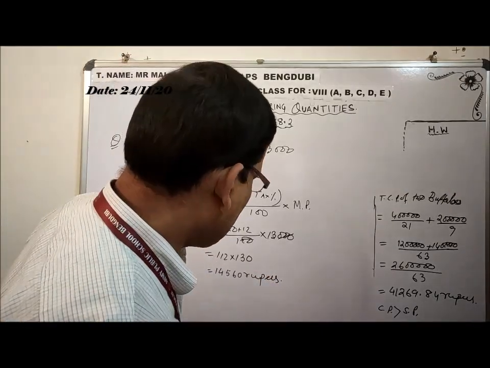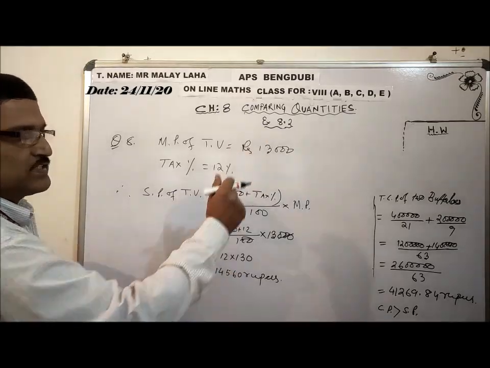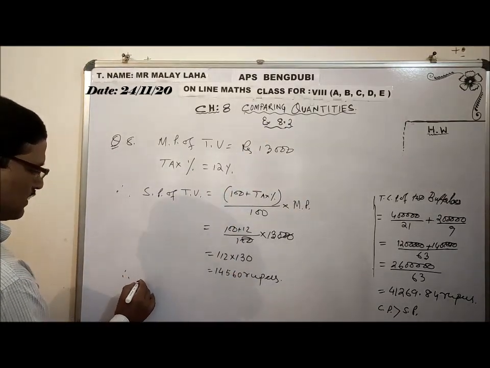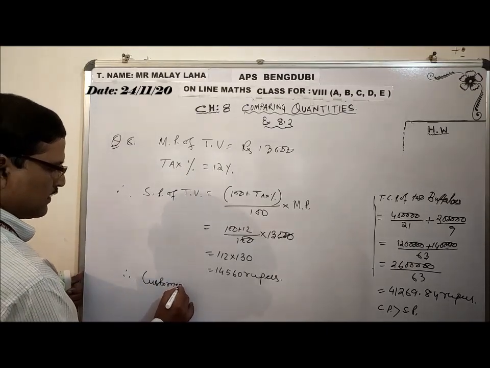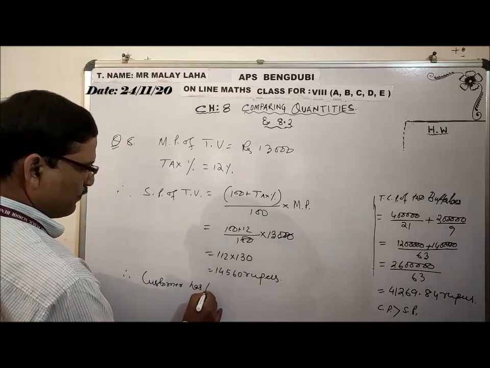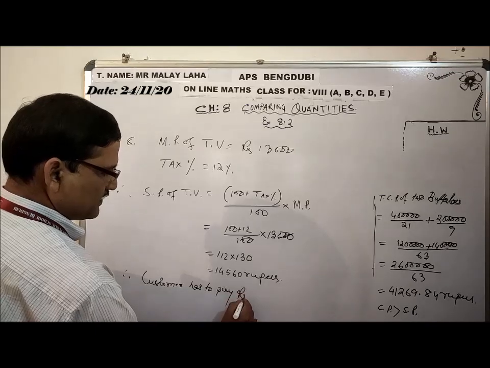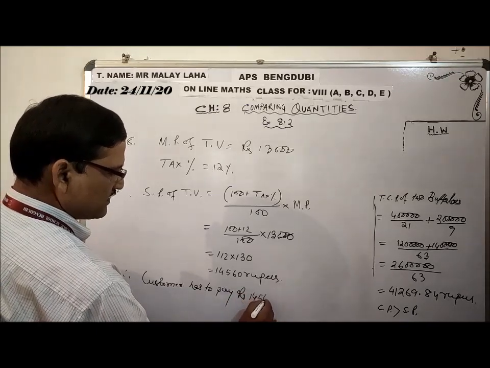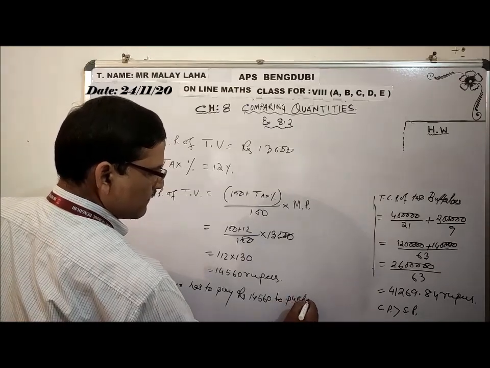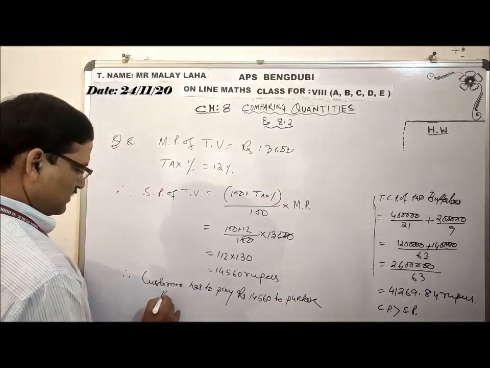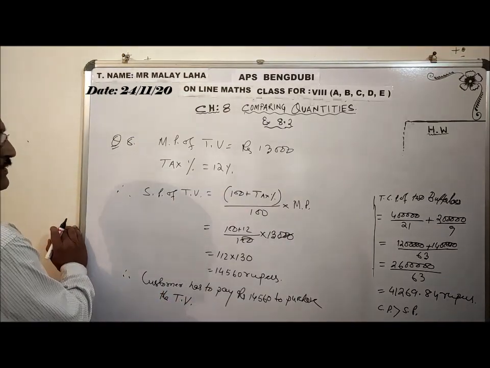So you will write down the customer has to pay rupees 14,560 to purchase the TV. Therefore answer, customer has to pay rupees 14,560 to purchase the TV. Okay, this is the answer.